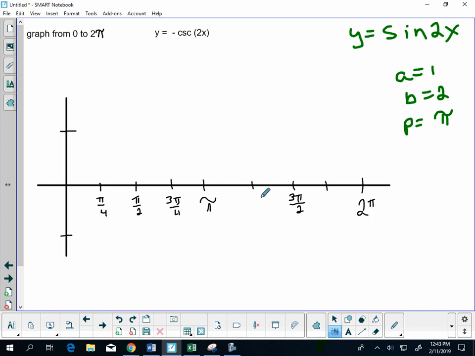All right, so let's go ahead and write that down. Pi over 4. And that negative means that this time we're starting at a minimum. So minimum, 0, maximum, 0, minimum.